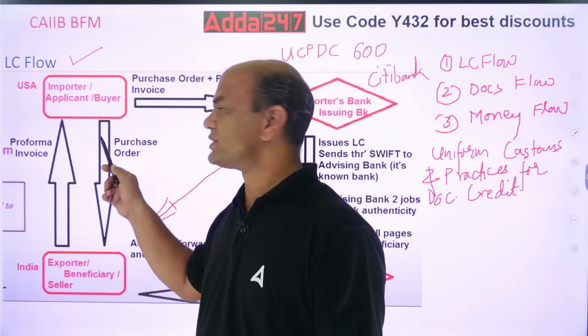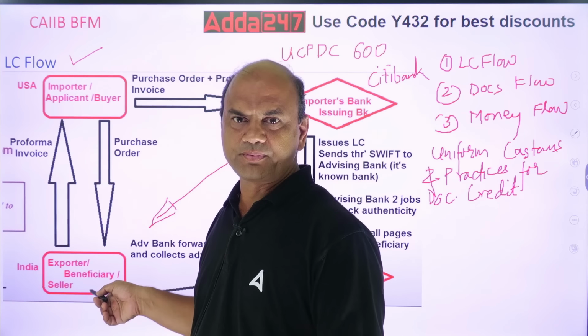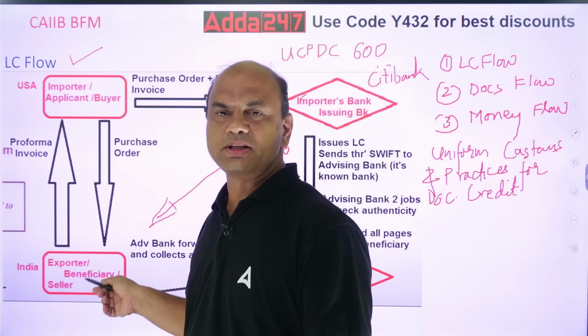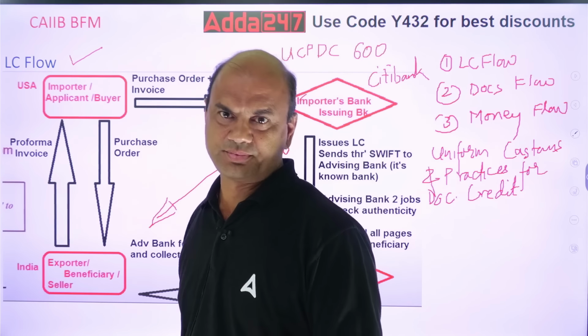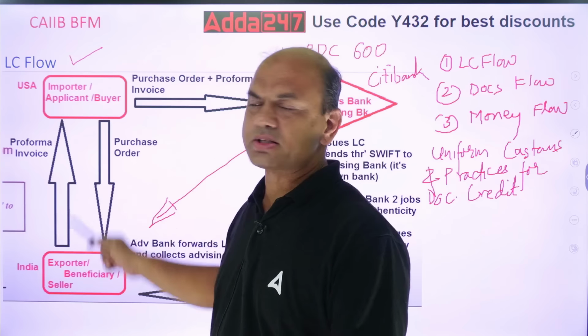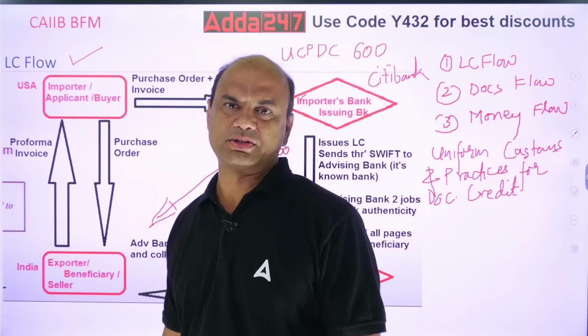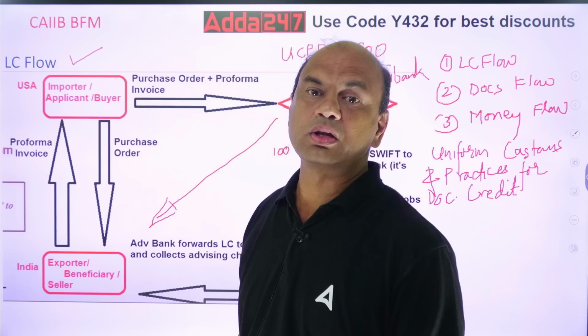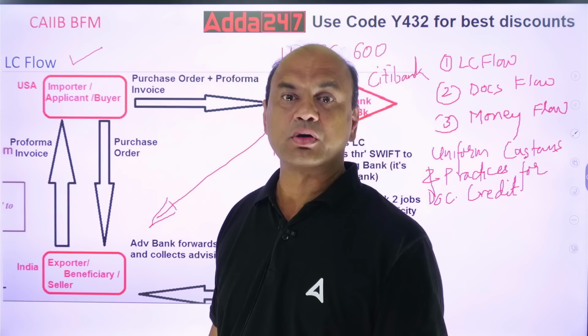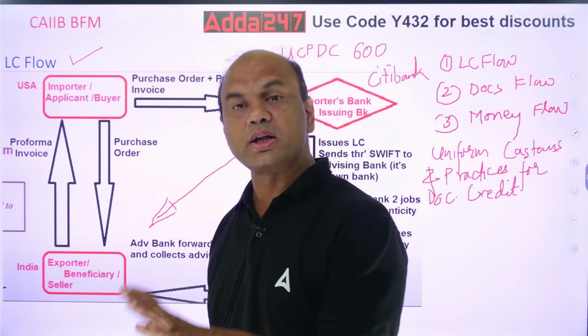So, they'll exchange this. First, the buyer will give the purchase order. Based on this PO, the seller will give the quotation. Right? This is my rate. So, this quotation is called a pro forma invoice. Pro forma, or you call it a provisional invoice. Two names are there: pro forma invoice or provisional invoice or quotation.